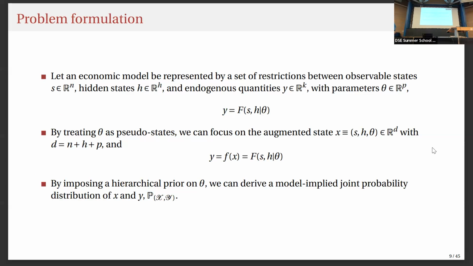So imagine that an economic model can be represented by a set of restrictions between the observable variables S, hidden states H, and some endogenous quantity Y. If you're worried that the endogenous quantities are observed or connected to this variable with error, then you can replace this Y by its expectation. It's kind of what we witnessed in the question yesterday. And then you have some parameters of your model, which is p-dimensional. Right? So we're going to replace this whole thing by another function f of x, in particular collapsing the set of states, hidden or observable, and the parameters together into one vector x.